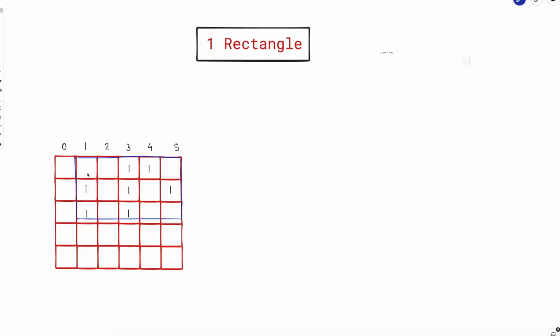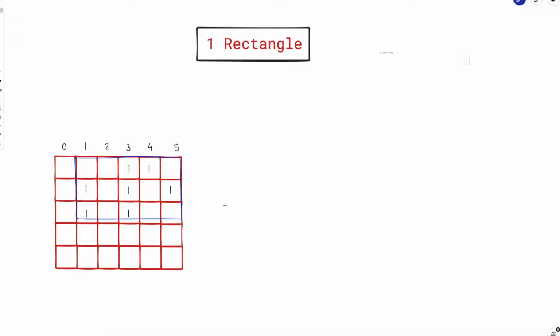In other words, 1 2 3 4 5, so 15, we have found a rectangle with area 15 that will cover all the ones. So we will keep on trying all possible rectangles. Among all possible rectangles, we will pick the ones which are valid, and among all the valid ones, we will pick the one with the minimum area, right? So what is the overall time complexity of this algorithm? We are iterating over all possible rectangles, right?